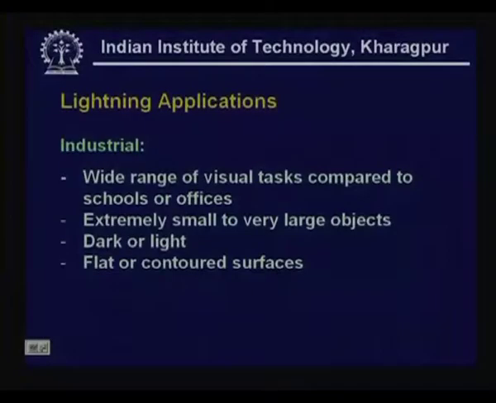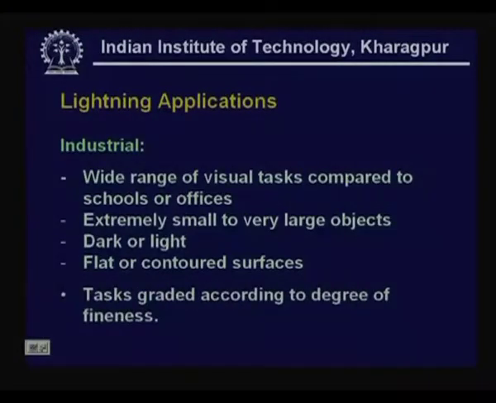In fact this would form one class of interior lighting, and we did mention the kind of lamps that are used invariably wherever the color rendering is not very important. Where the bays are very high, we use sodium vapor lamps, which have a characteristic orangish color. Now here the tasks are graded depending on the degree of fineness, that is the precision that is involved, whether it is a micro component or a macro component.